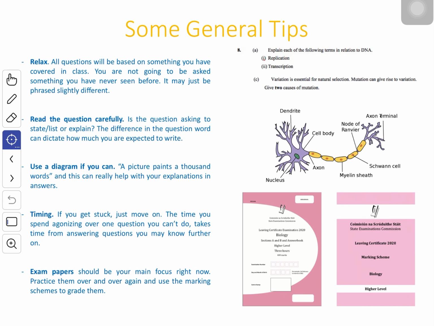Use a diagram if you can. So as the saying goes, a picture paints 1,000 words, and it can really help with your explanations and answers as well. And just remember, if you are asked to give a labelled diagram, that you do actually label it, because a lot of marks go more so for the labels than the actual outline of the diagram.